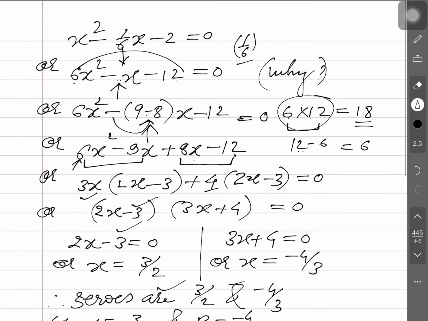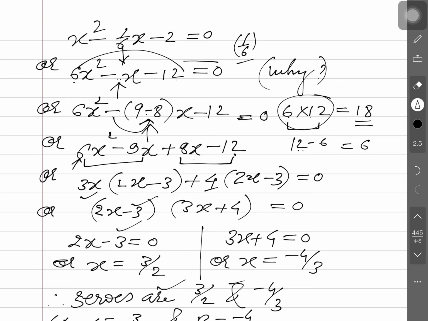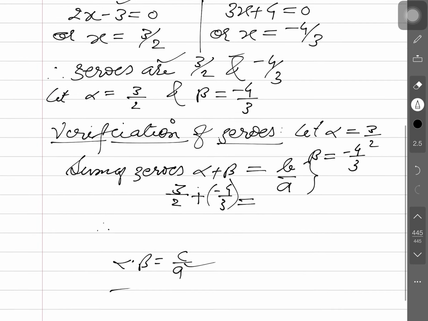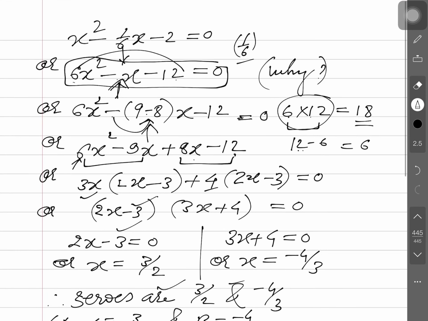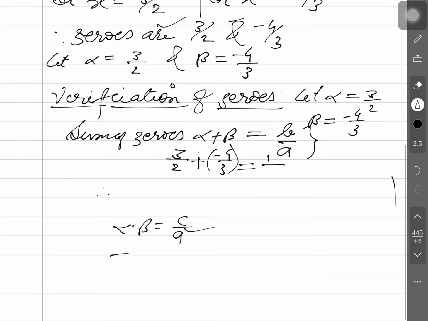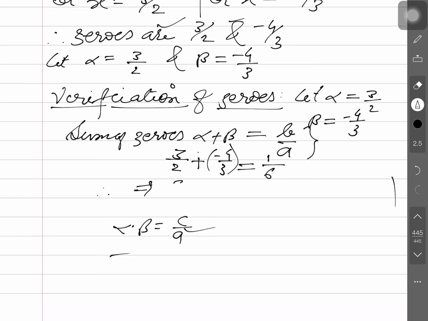You may see this equation is there, the standard quadratic equation. B is this, 1 is b here. So it is 1 divided by a. What is a? A is 6. Clear? Now to solve this.